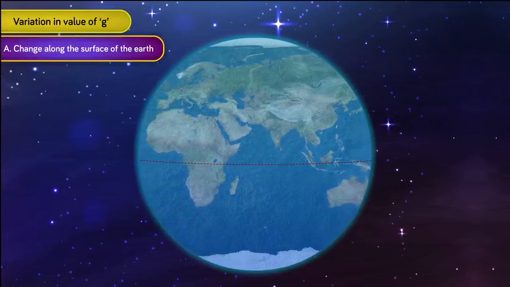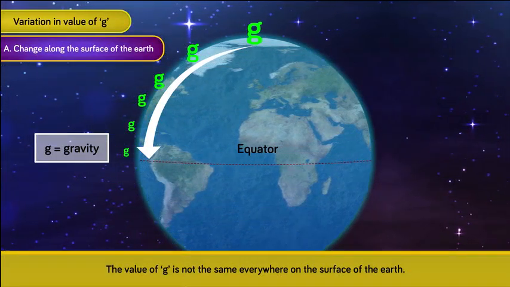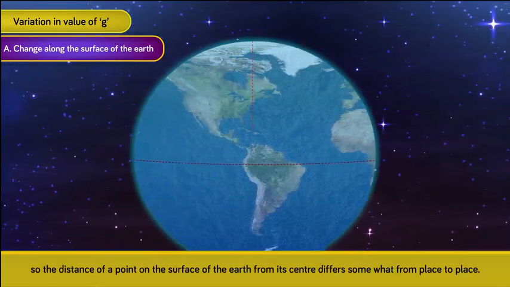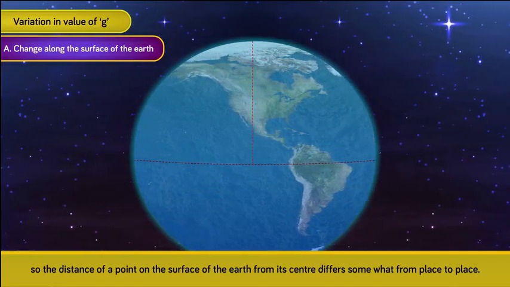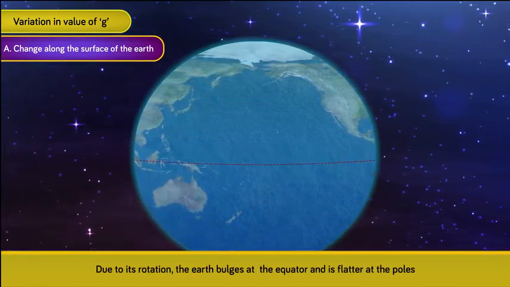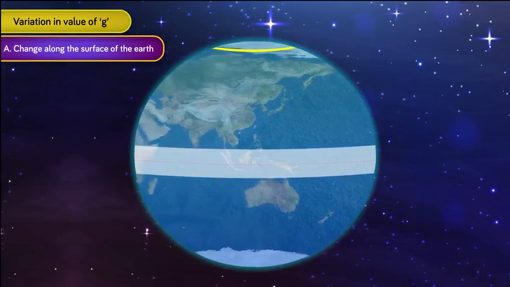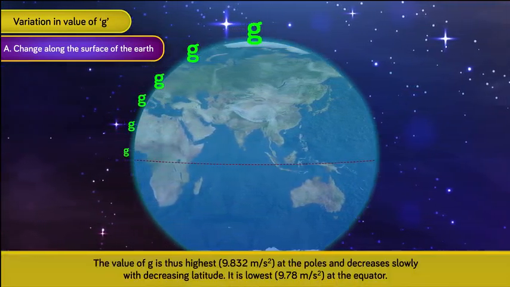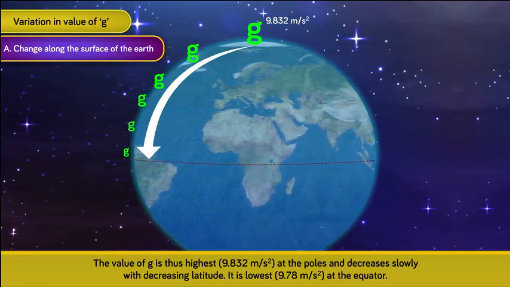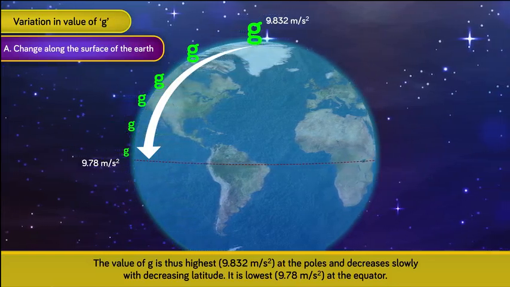Point A. Change along the surface of the Earth. The value of g is not the same everywhere on the surface of the Earth. The reason is that the shape of the Earth is not exactly spherical, and so the distance of a point on the surface of the Earth from its center differs somewhat from place to place. Due to its rotation, the Earth bulges at the equator and is flatter at the poles. Its radius is largest at the equator and smallest at the poles. The value of g is thus highest, that is 9.832 meter per second square at the poles, and decreases slowly with decreasing latitude. It is lowest, that is 9.78 meter per second square at the equator.